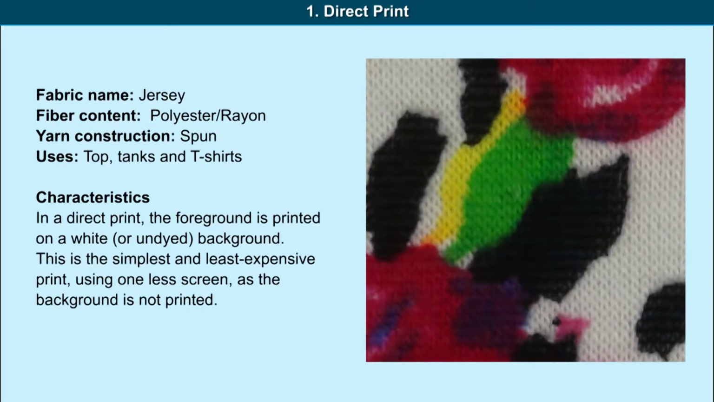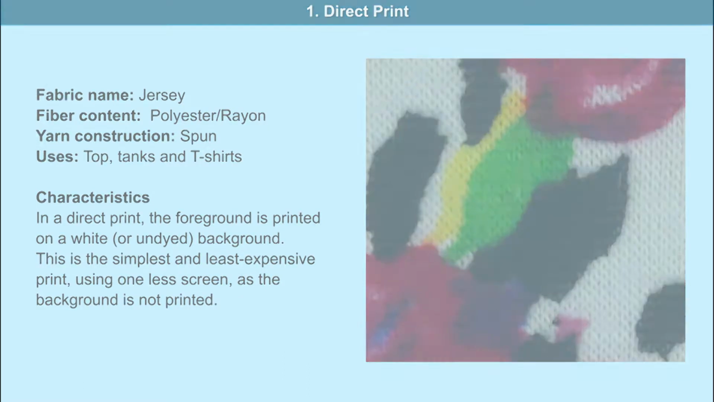Direct print. Fabric name is jersey. The fiber contents are polyester and rayon, and the yarn is a spun one. It is used in tank tops, t-shirts. Characteristics: in a direct print, the foreground is printed on a white or undyed background. This is the simplest and least expensive print, using one less screen as the background is not printed.